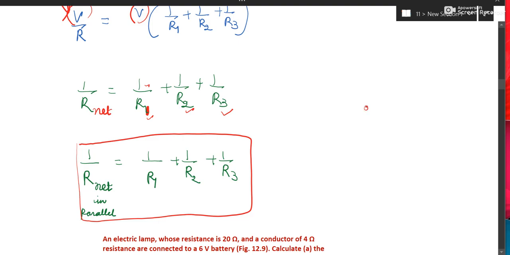When do we say resistors are connected in parallel? When they are connected between the same 2 points. Suppose you are connecting a bulb here and then a second bulb here and a third here. So how many resistors are connected between the same 2 points? They are said to be connected in parallel.